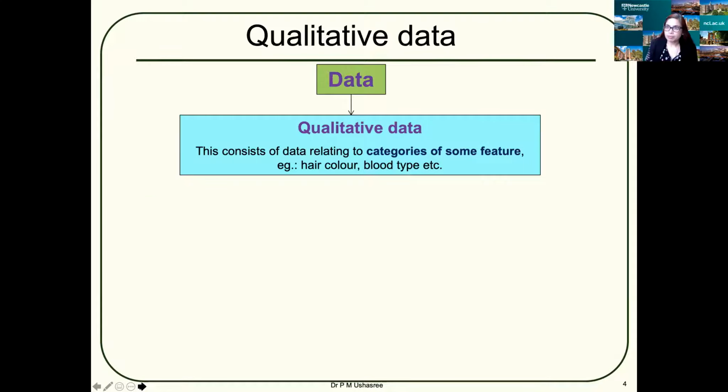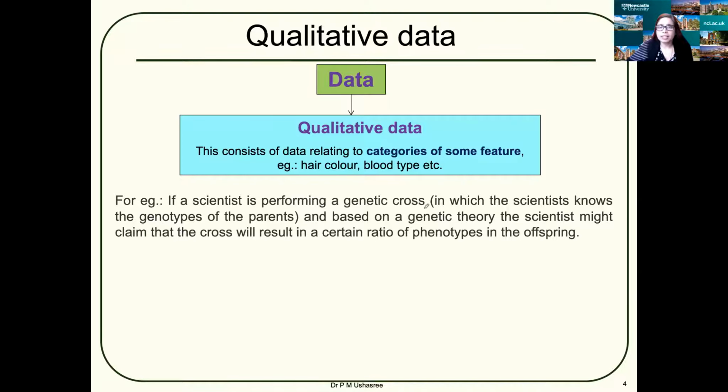So let me take an example for you to see what type of data we are talking about. What is this qualitative data and how to test it? So for example, if a scientist is performing a genetic cross in which the scientist knows the genotypes of the parents, then based on the genetic theory, the scientist might claim that the cross will result in a certain ratio. But then, how can the scientist prove that her experimental data and the theory agree to each other? How does the model fit? How does the scientist answer such questions?